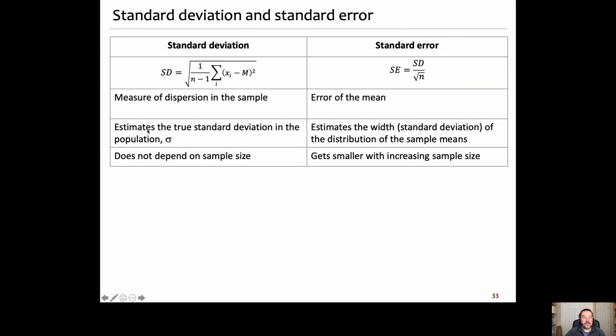And this is the comparison of standard deviation and standard error. These are equations. As I said, standard deviation measures dispersion in the sample, and standard error is actually the error of the mean. Standard deviation estimates the true standard deviation in the population, the sigma, while standard error estimates the width or standard deviation of a distribution of sample means. This is the difference. And this does not depend on the sample size, and standard error gets smaller with increasing sample size.